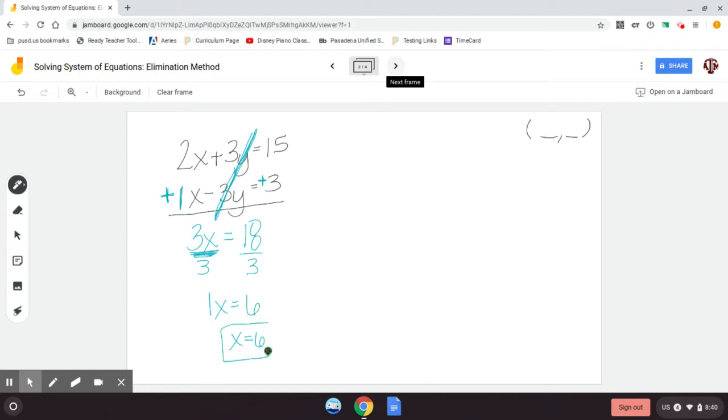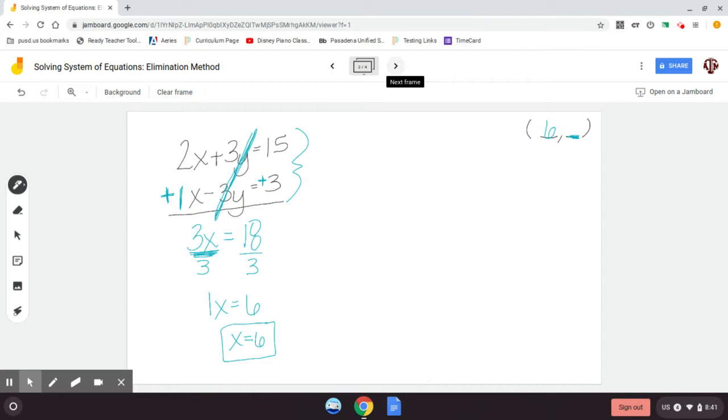So we found the x value of our coordinate. Over here at the top right, I'm going to go ahead and write that x was 6. But now I need to find the y. I need to find the y coordinate. This is where these two equations cross or intersect.